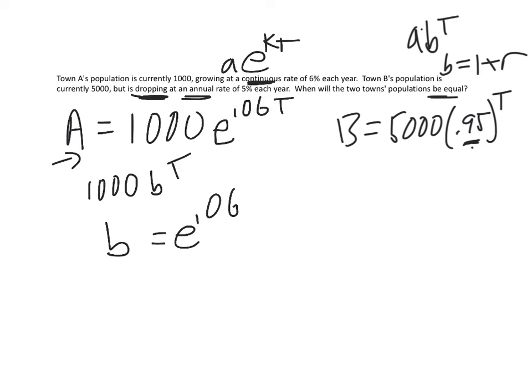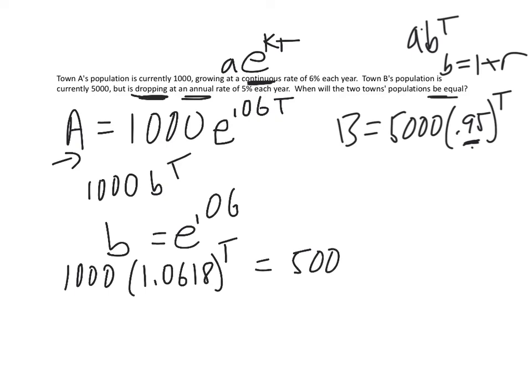I'm getting 1,000 times 1.0618, I'll go with, to the t power. And that has to equal 5,000 times 0.95 to the t power. Now, just like that last question, it'd be nice to get these on the same side.